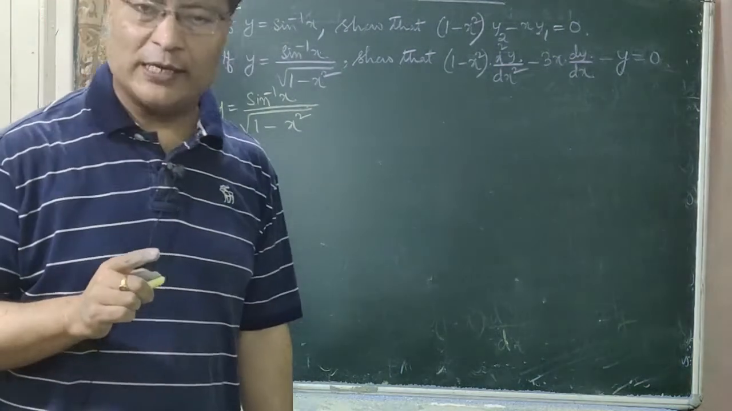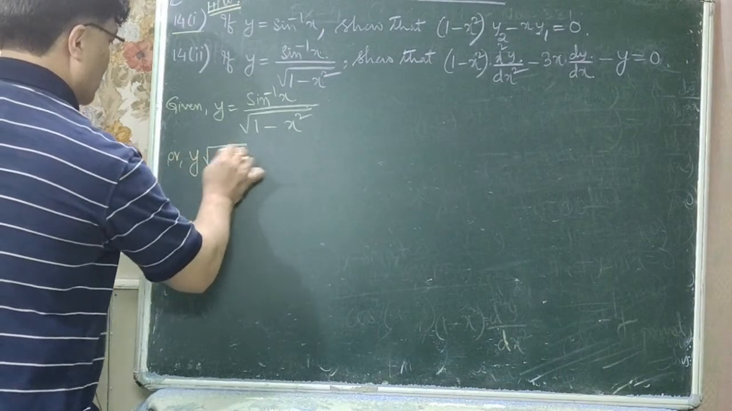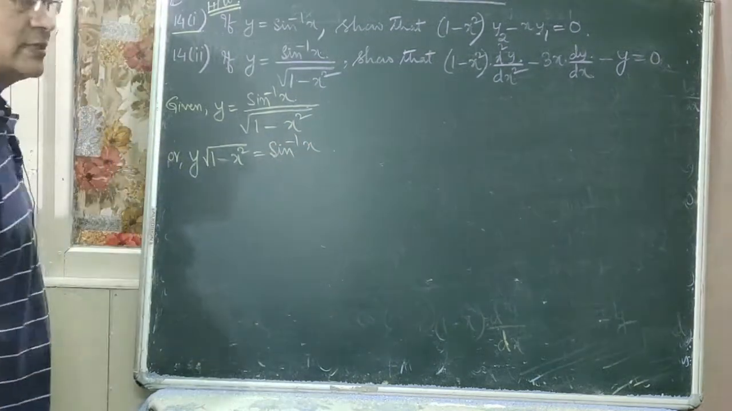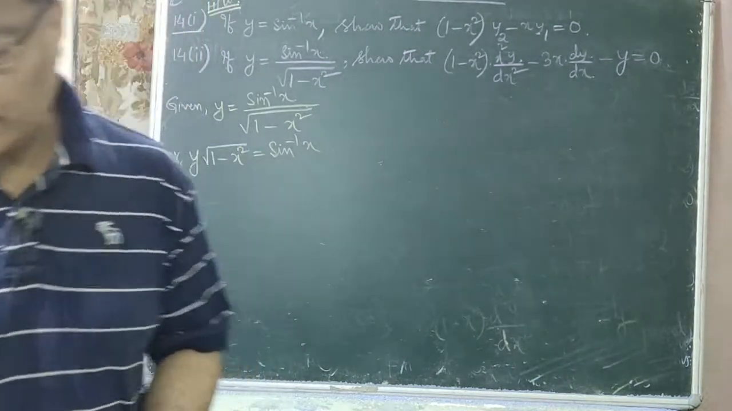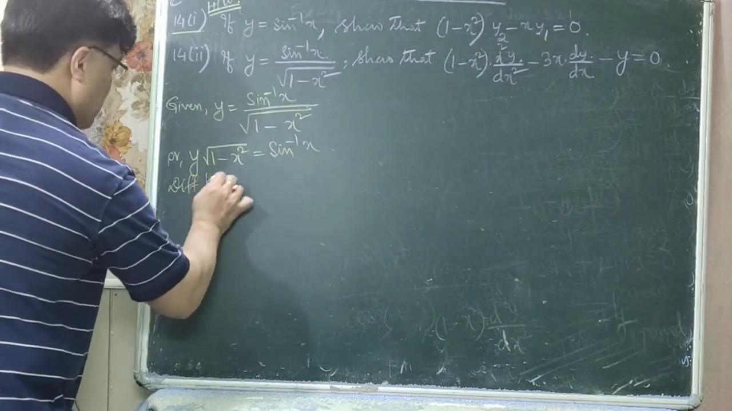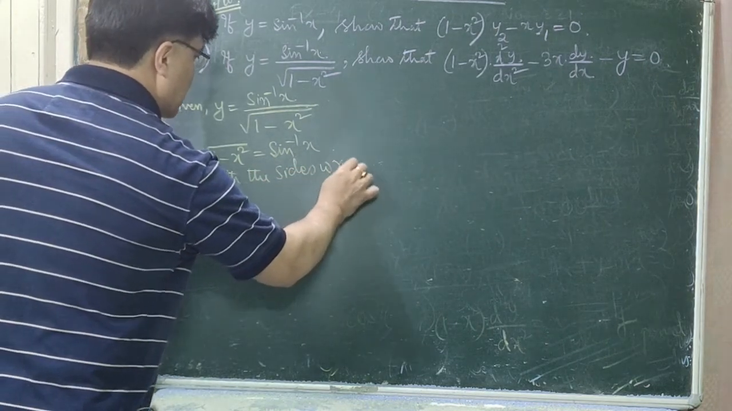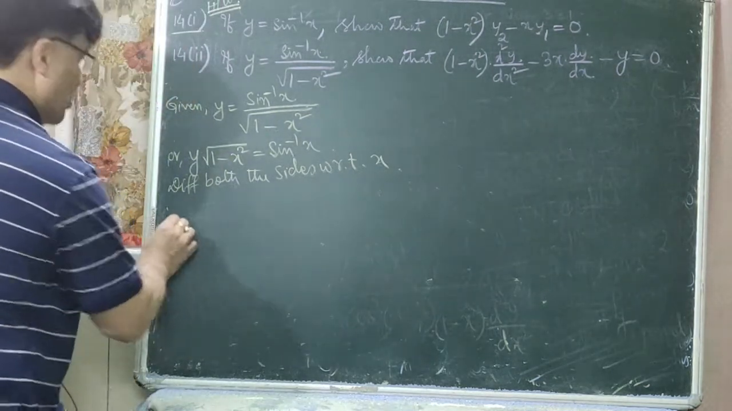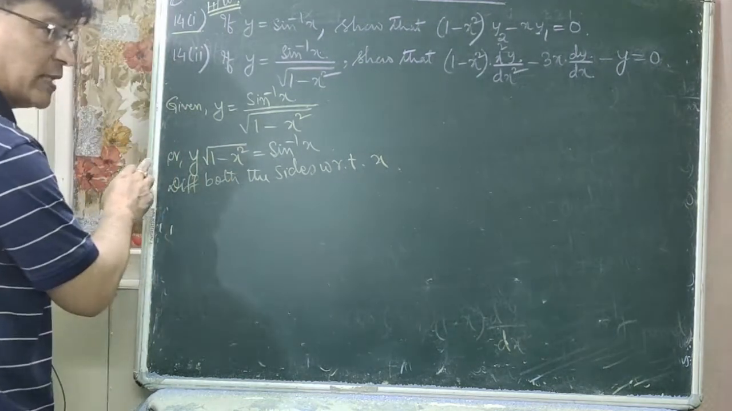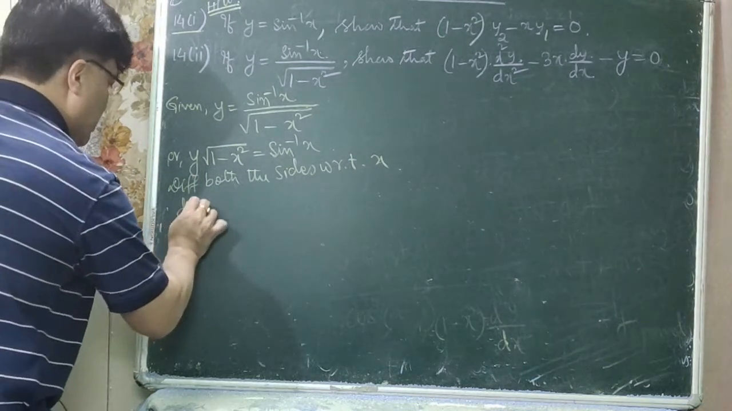Now before differentiation, you cross multiply it. So this is your y root over 1 minus x square is equal to, this is your sine inverse x. Now you differentiate both the sides with respect to x. So, differentiating both the sides with respect to x, you know, you have to use UV rule or product rule. So first you differentiate y keeping root over 1 minus x square as it is. So what is the differentiation of y with respect to x?